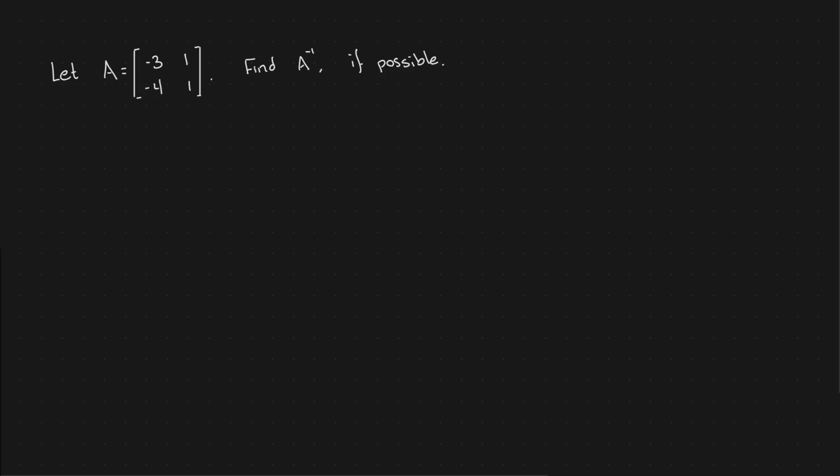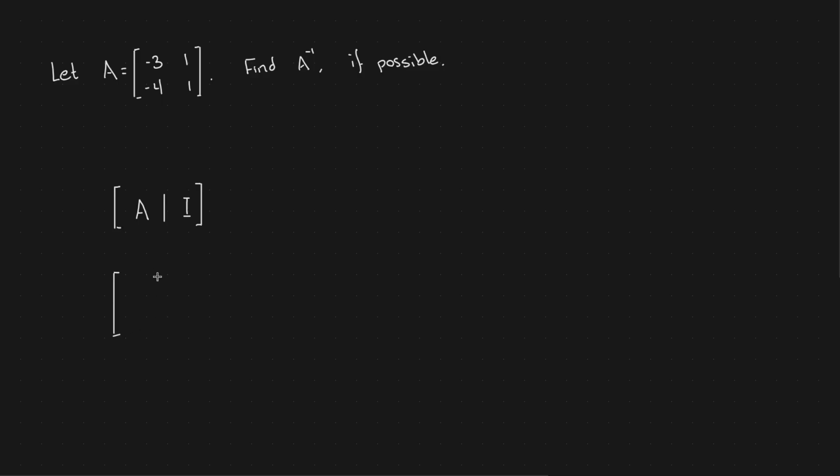Let's take a look at an example here. We have a 2 by 2 matrix A. We want to find the inverse of matrix A if we can, right? So to do that, we are going to take matrix A, and then we're going to stick it in an augmented matrix with the identity matrix. In this case, it'd be the 2 by 2 identity matrix, right?